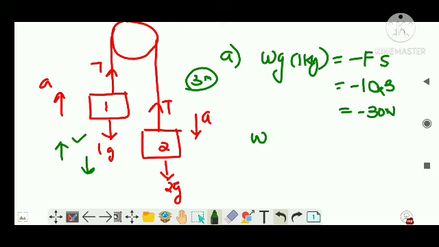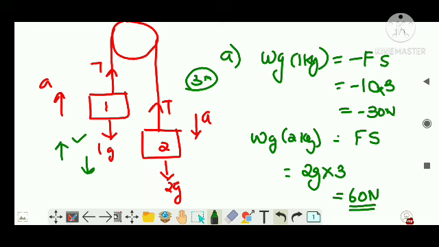Now similarly, work done by gravity in the case of 2 kilogram. This one, work is done by 2g, 2 into g, that is 20 Newton downwards. And the displacement is also in downward direction, so the angle between them is 0, so the work done is positive, that is F S, right? So I will write 2g into S, 3, that is 20 into 3, that is 60 joule, right? Clear? So the work done by gravity on 1 kilogram and work done by gravity on 2 kilogram is different. Clear?